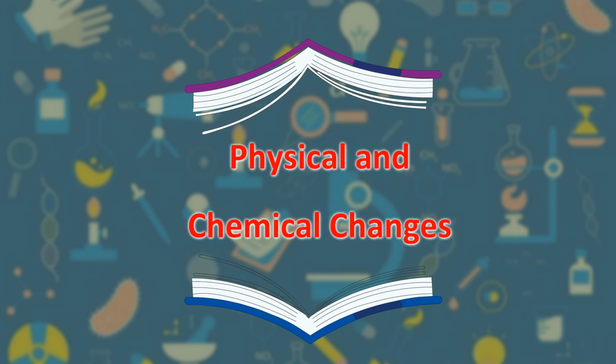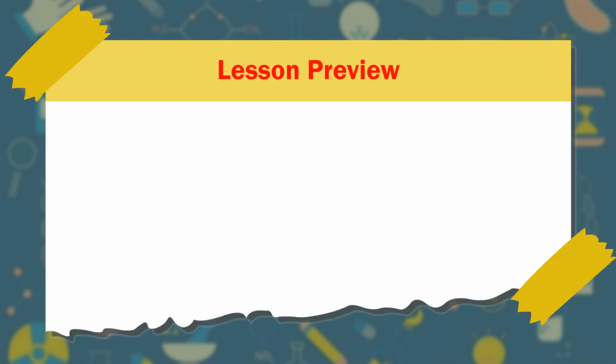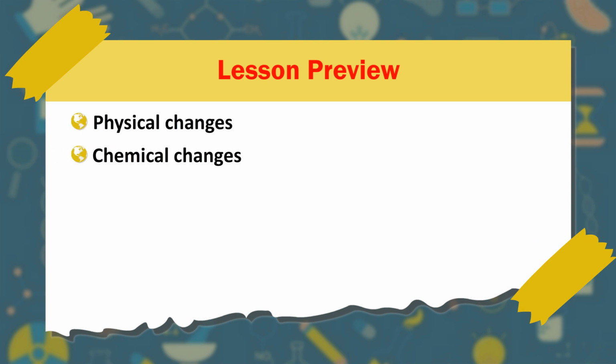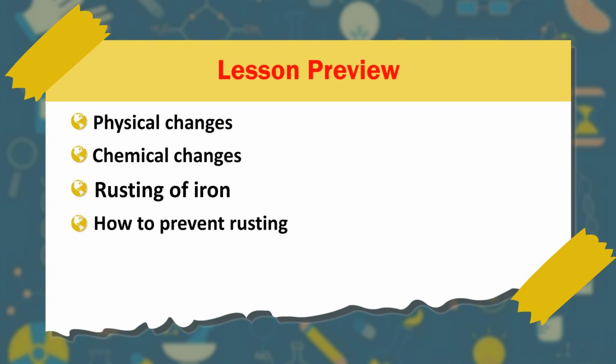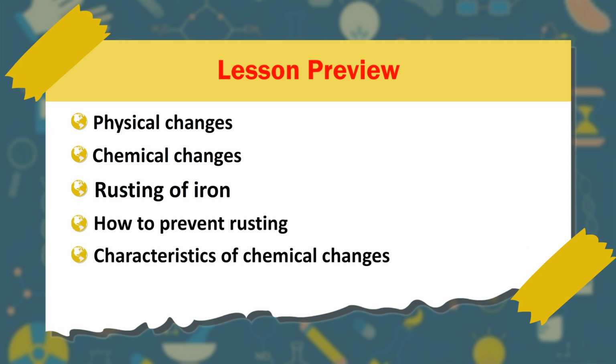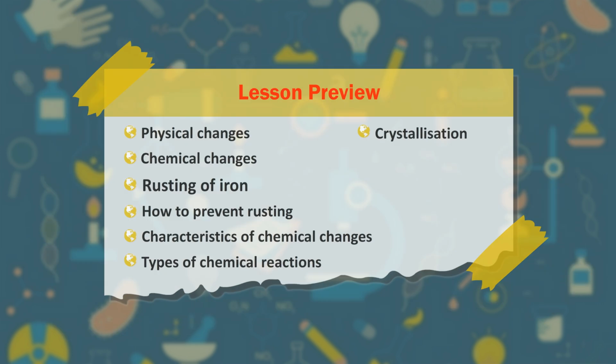Physical and chemical changes. Lesson preview. Physical changes. Chemical changes. Rusting of iron. How to prevent rusting. Characteristics of chemical changes. Types of chemical reactions. Crystallization.